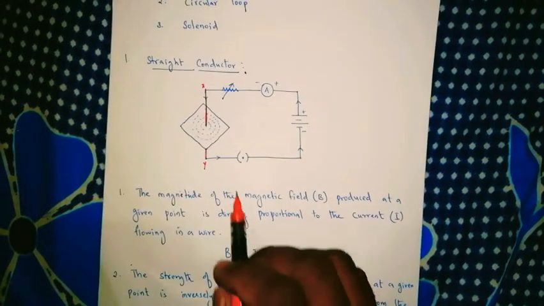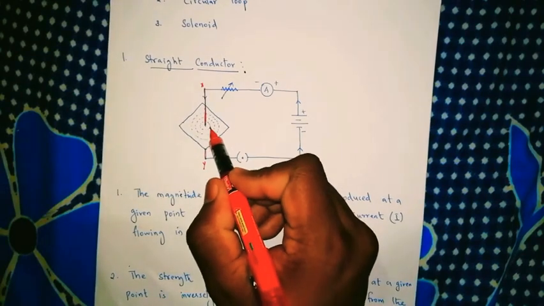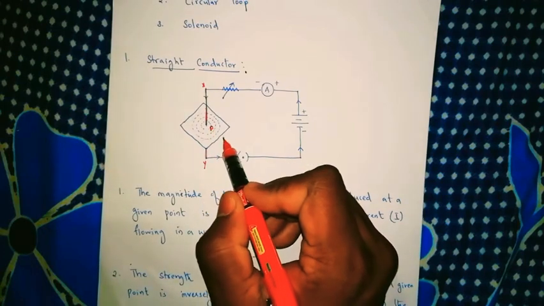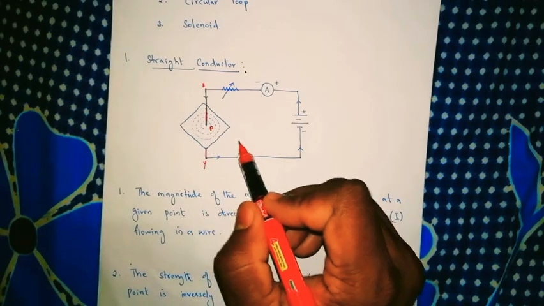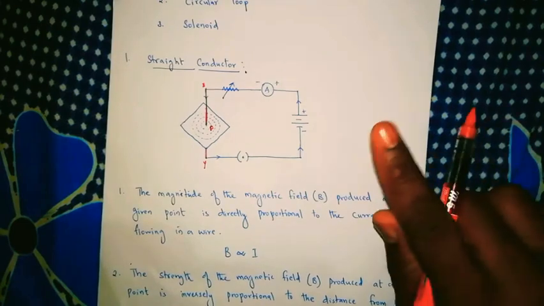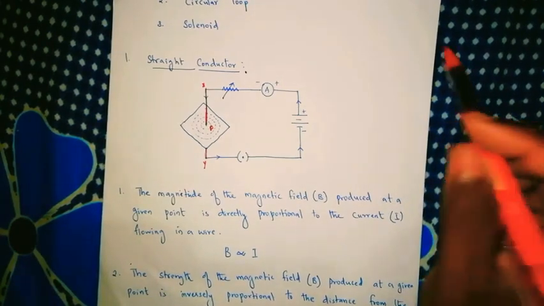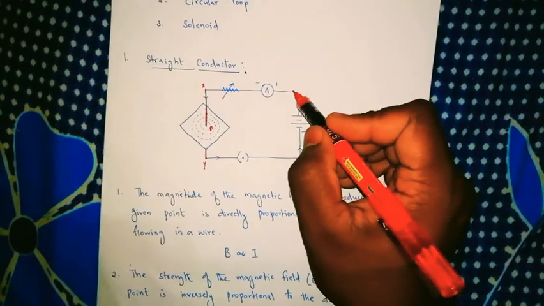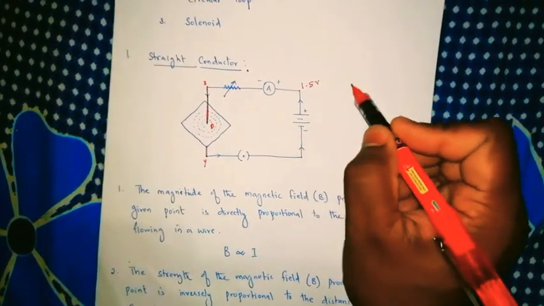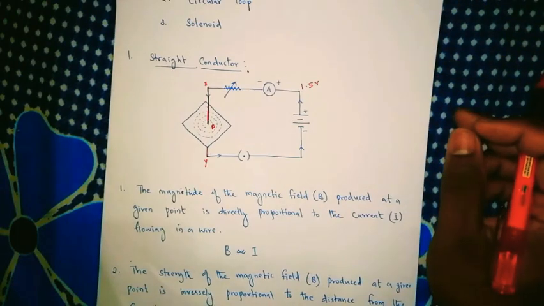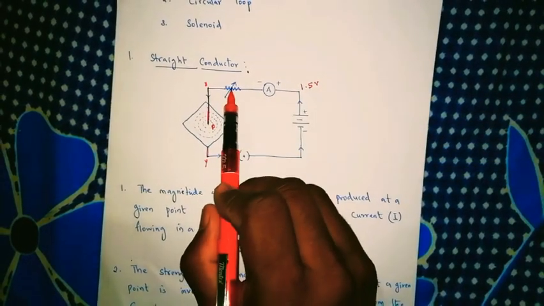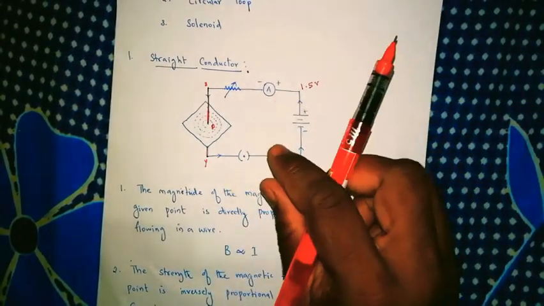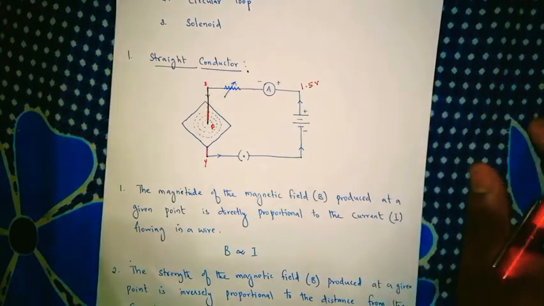Suppose, for example, I am going to keep a compass here, at a point P. Immediately I can find a deflection. Normally the current flowing in this is, for example, 1.5 volt. Now I'm going to increase it to 2.5 volt. How can I increase it? I can vary this rheostat, increase the rheostat so that the current flows a little more.